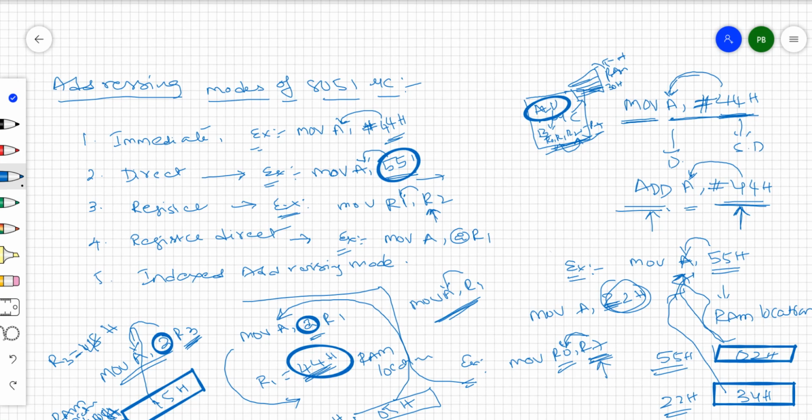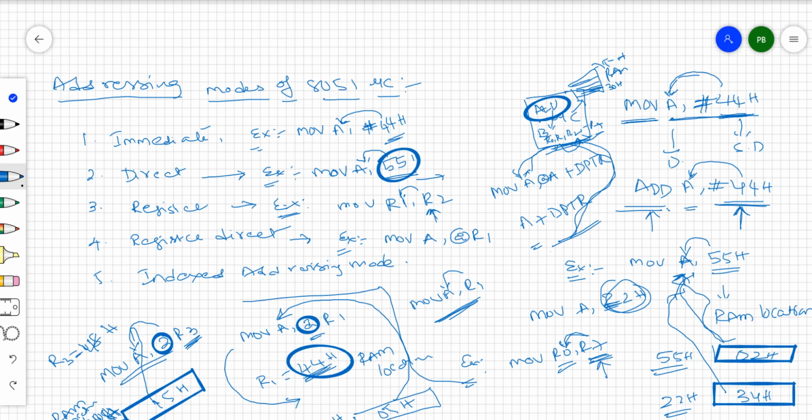Another one we have is the indexed addressing mode. This is like MOV A, @A+DPTR. For example, here the accumulator data plus DPTR is going to be added. That RAM location data will move to the accumulator, right? So this is the example of the indexed addressing mode.